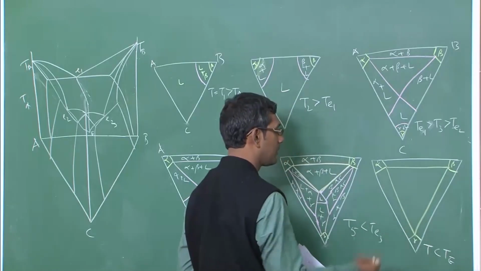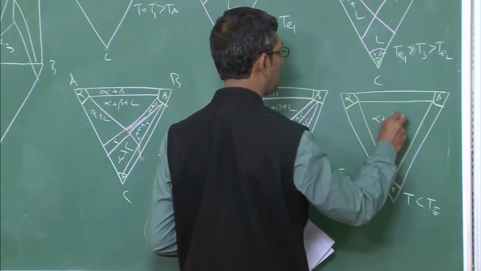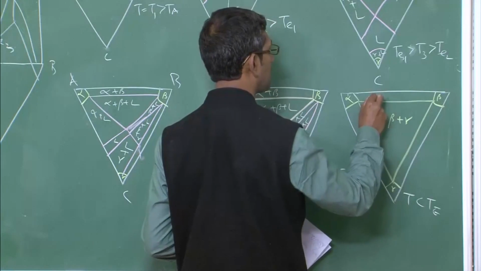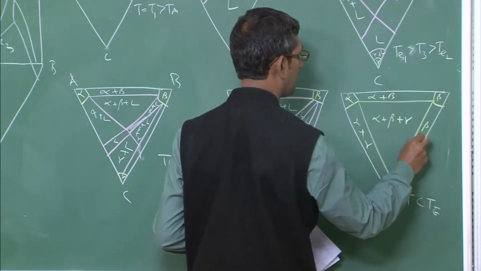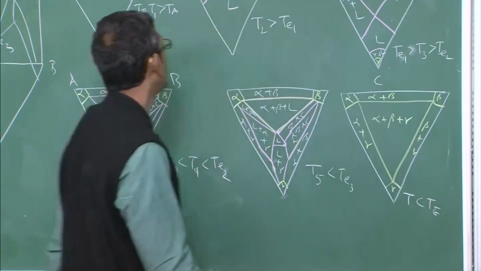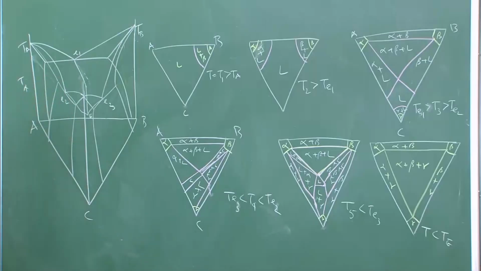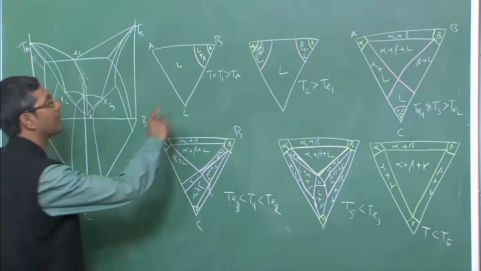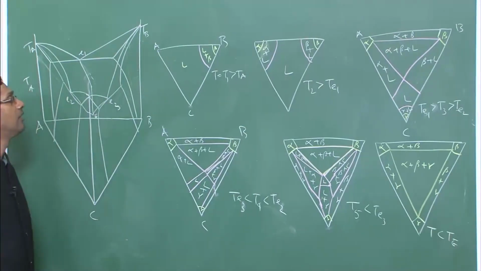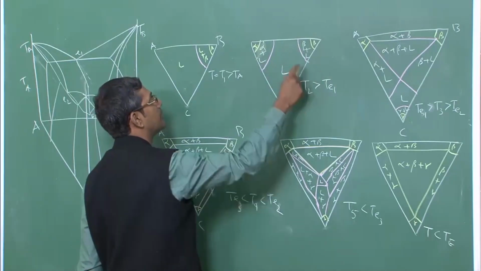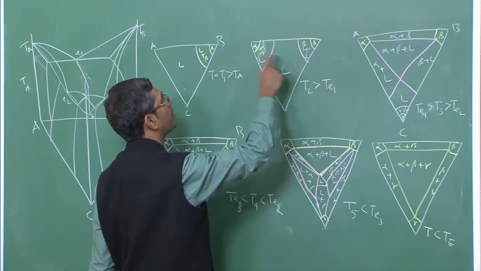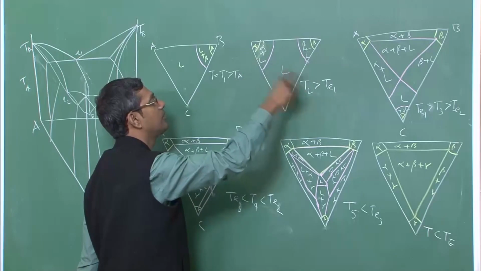That is all. So this is alpha plus beta plus gamma. This is alpha plus beta, alpha plus gamma, beta plus gamma. So you can clearly see how these isothermal sections are evolving. From very high temperature to a temperature a little bit above the first eutectic temperature, both the two phase regions, liquid and solid regions, exist.